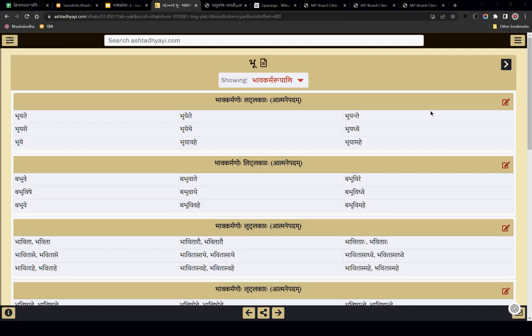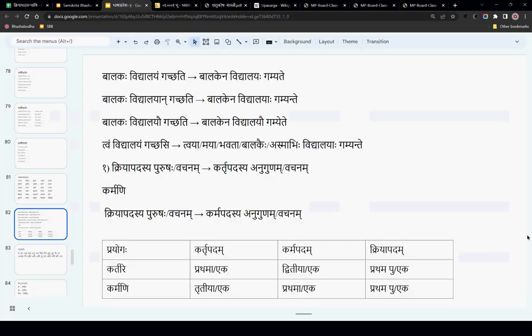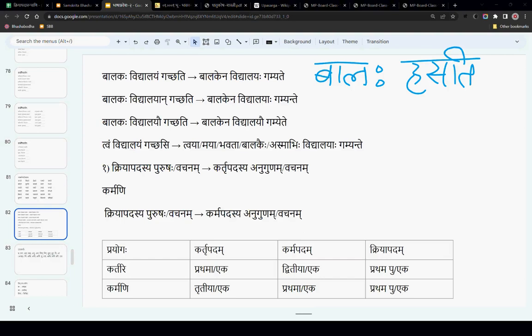Now one important thing about Bhave Prayoga. What example did we see just now? Bhavati was there, another one was hasati. Let's take hasati. Balaha hasati was the example. Its Bhave Prayoga becomes balena hasyate. Now let's say bahuvachana prayoga. Balaha, the kartri, what will become? Balaha hasanti, right?